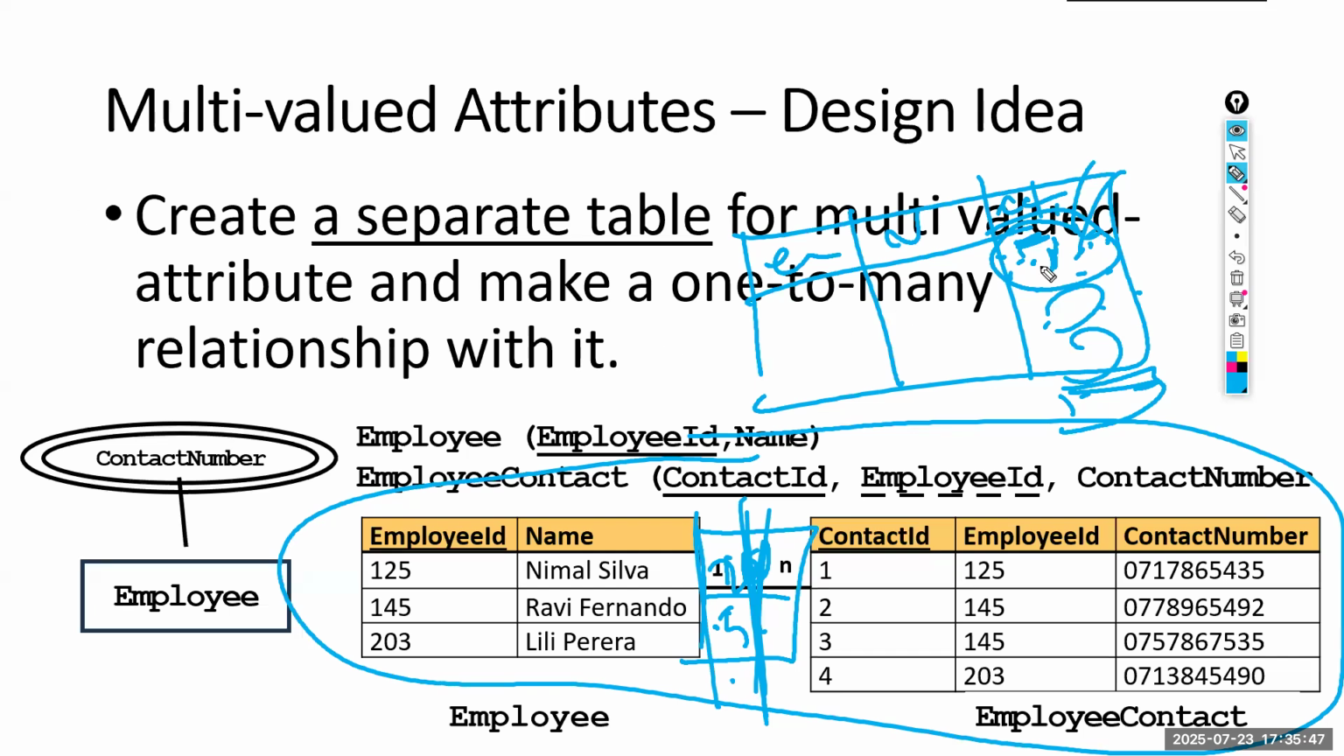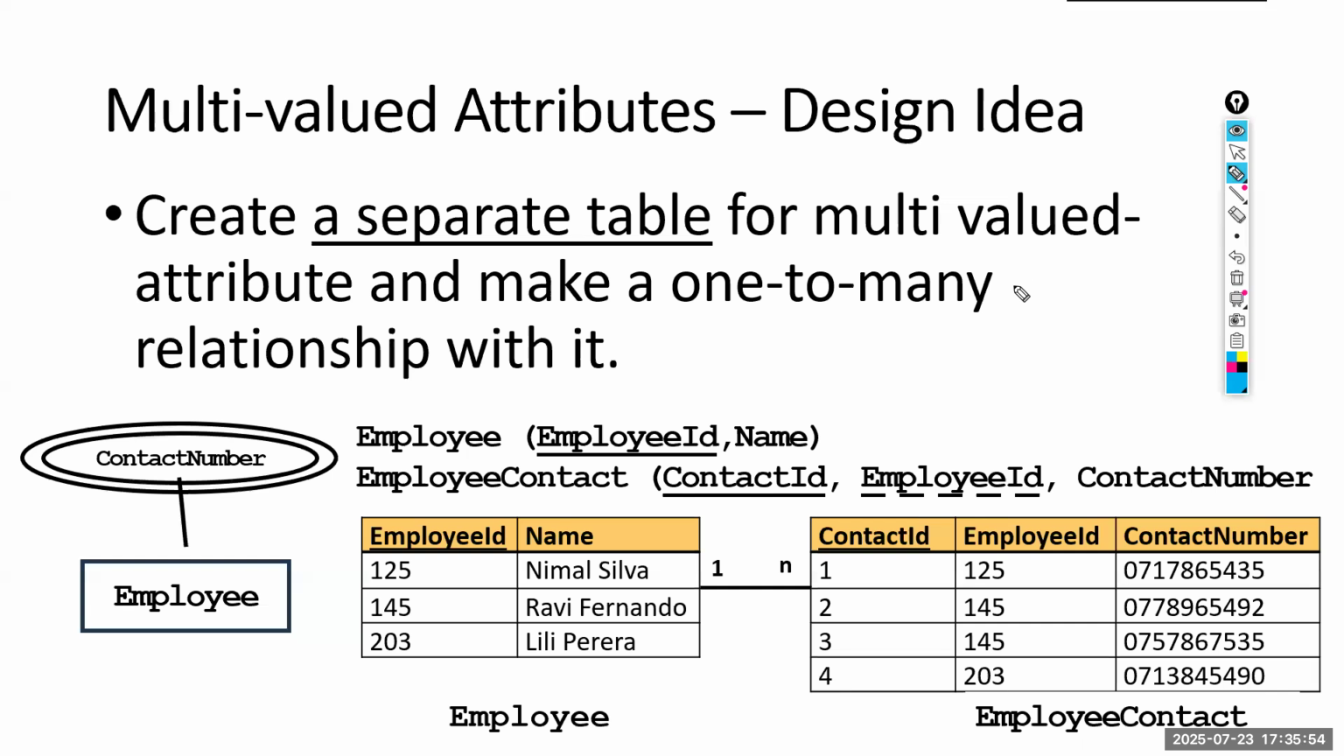Though you feel like this is a waste of storage, the actual waste of storage is going for that comma separation. And also, we will learn something called normalization: first normal form, second normal form, third normal form. Actually, if you go for that comma separated contact number, it simply violates the first normal form.